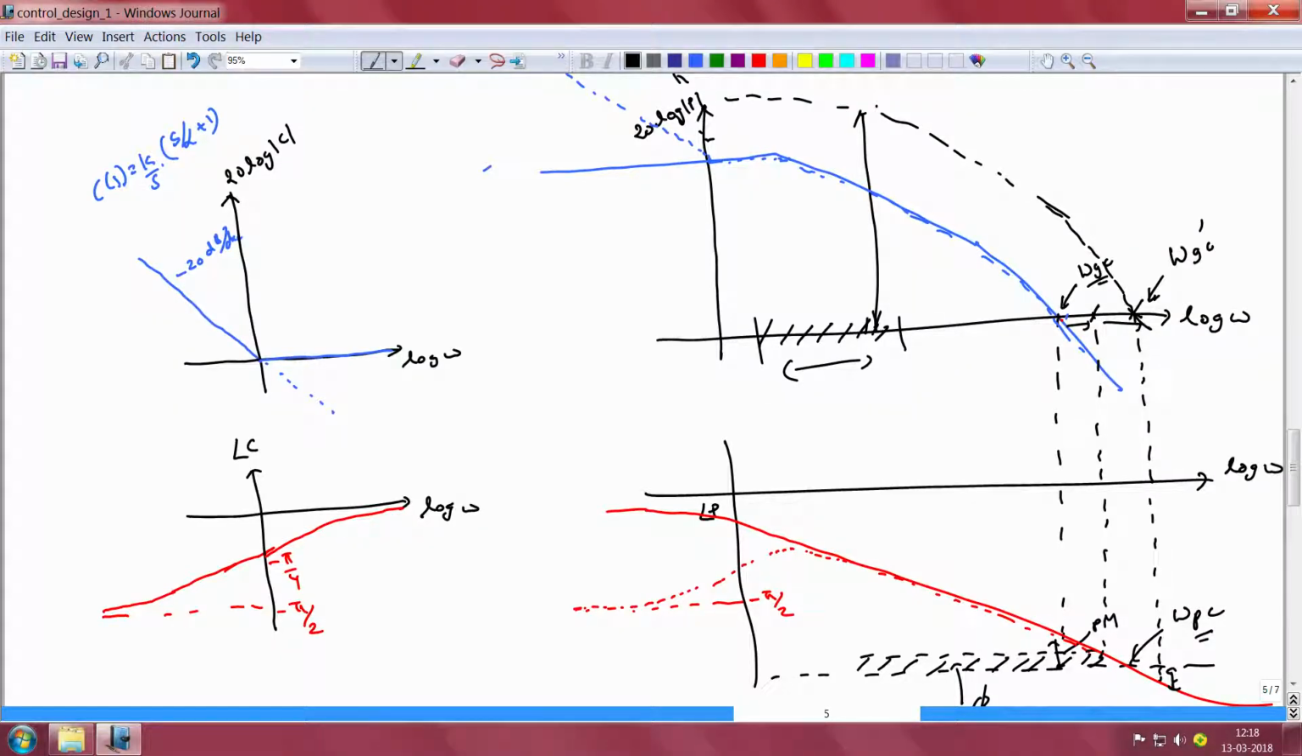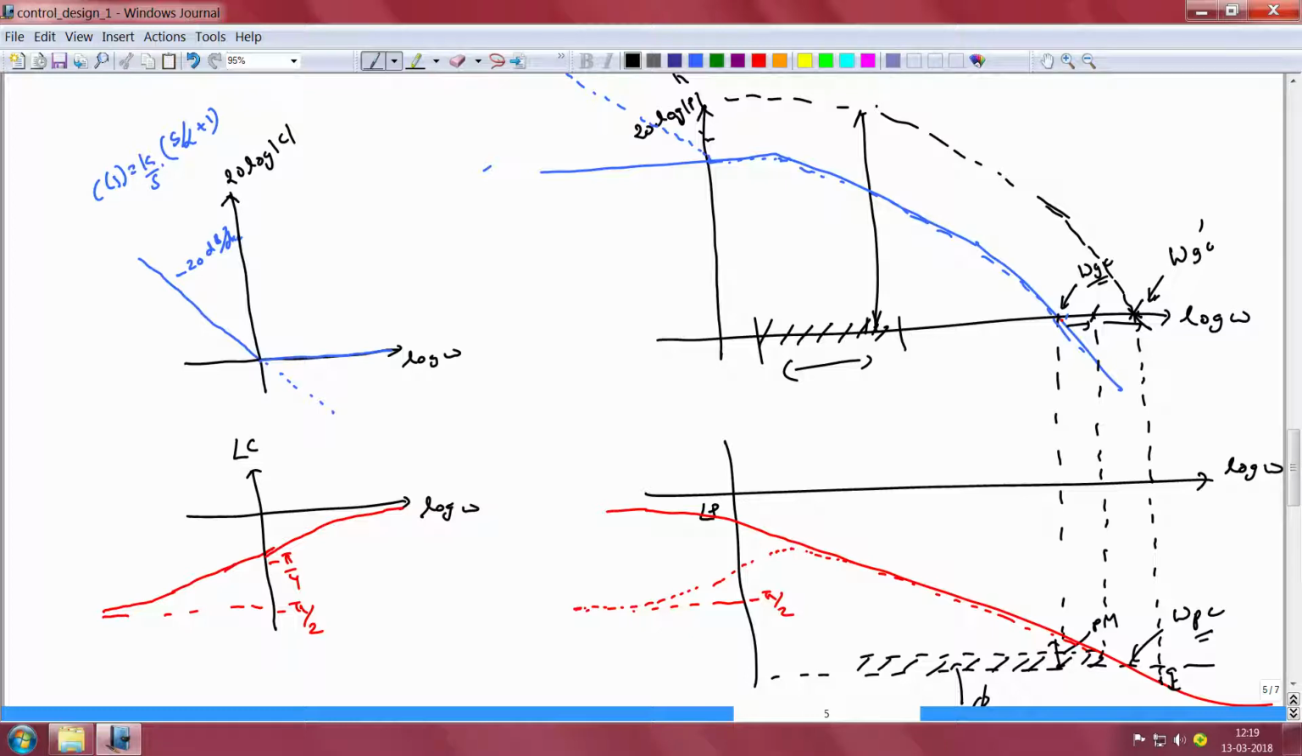So if we focus on what the root cause of the problem is, it is that near the gain crossover frequency the phase has fallen below minus 180 degrees. So what we need to do is to make sure that the phase of the overall open loop system is not below minus 180 degrees in this frequency range. How do we accomplish this objective?